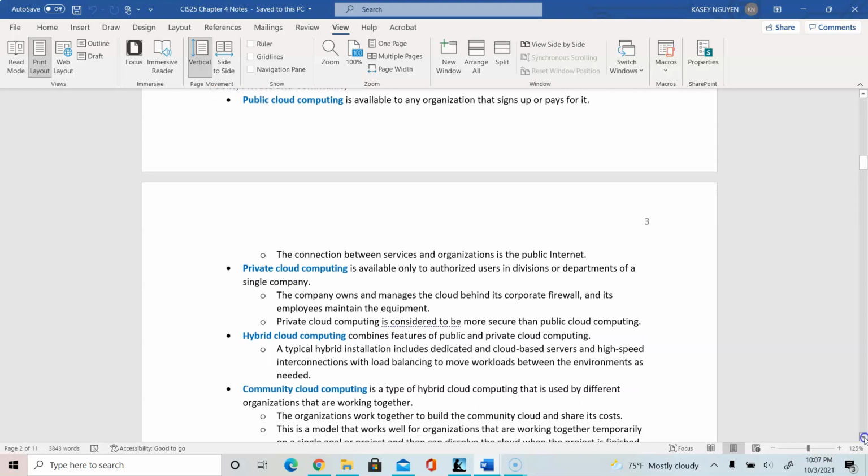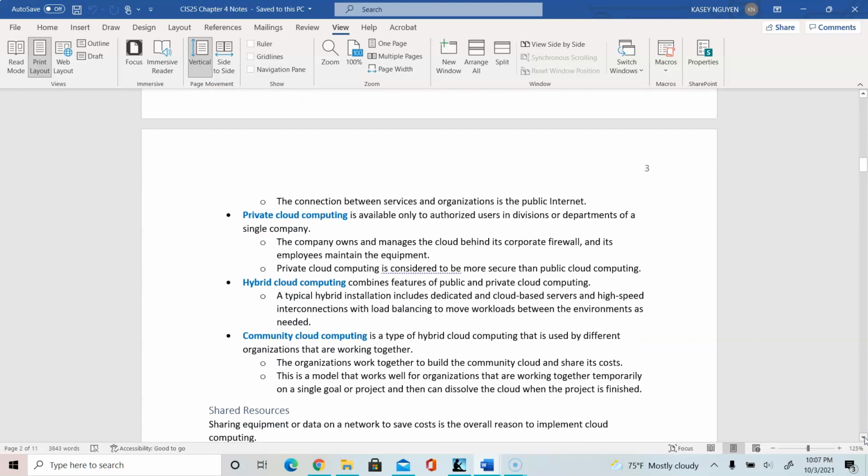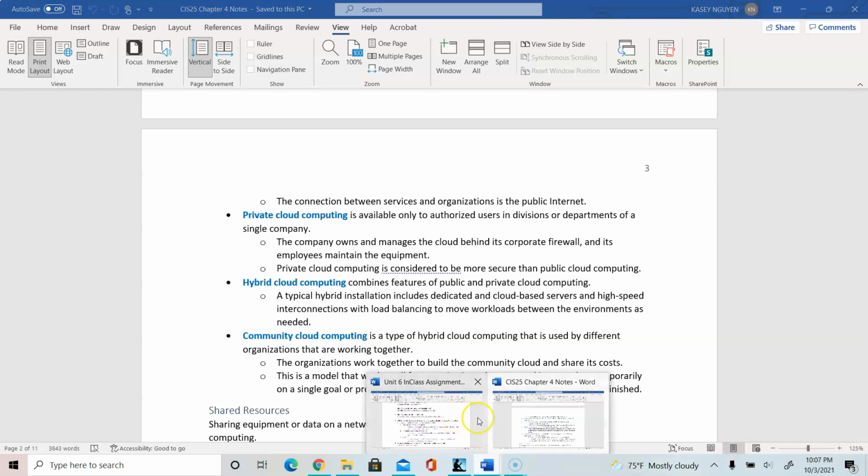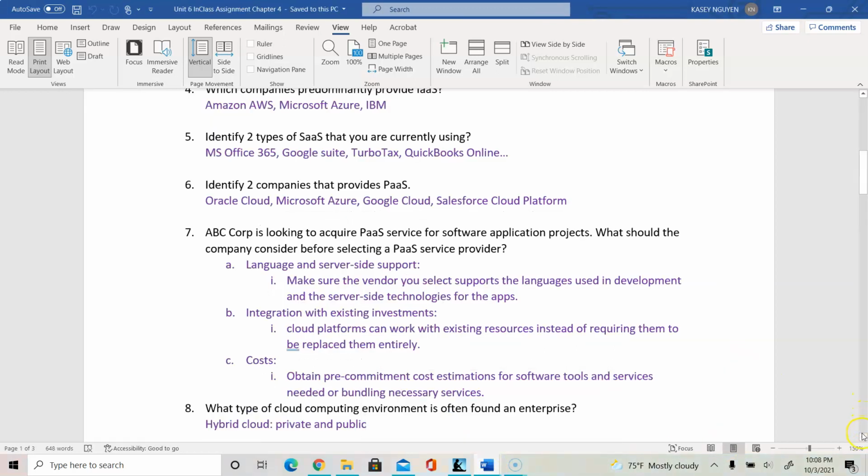And then the fourth type is your community cloud computing. This is a hybrid cloud computing that's used in different organizations that are working together. So that will be shared across multiple organizations, and this is a way that they can split up the costs, also to work together toward a certain project. And then the cloud will be dissolved when the project is finished. So those are the types, and you can incorporate these details for number 8.